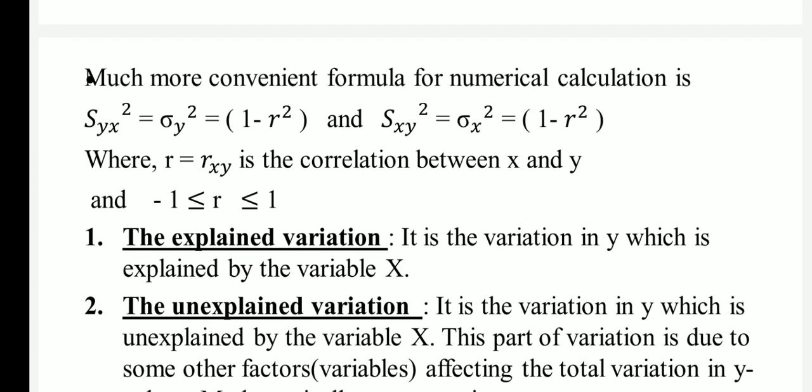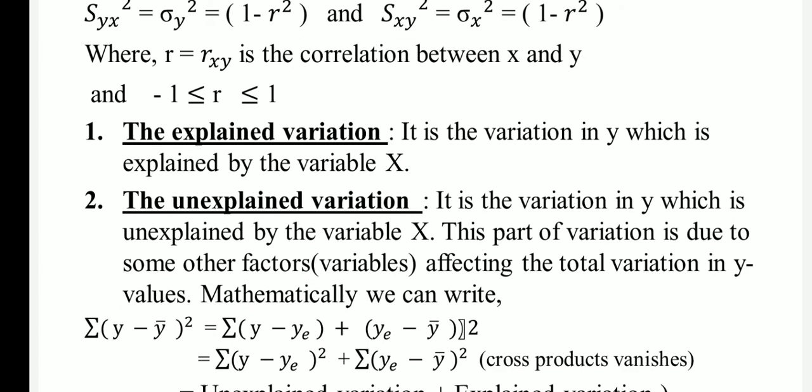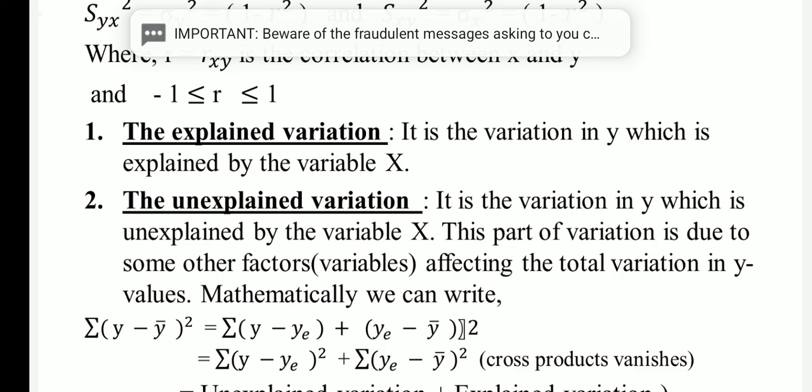Now, a much more convenient formula for numerical calculation is S_yx squared, the standard error of estimate of y given x, equal to sigma y squared times (1 minus r squared), or S_xy squared equal to sigma x squared times (1 minus r squared), where r is the correlation coefficient between x and y, and r always lies between minus 1 and plus 1. Whenever you calculate and get values greater than 1 in magnitude, you have to conclude that your calculation is wrong.